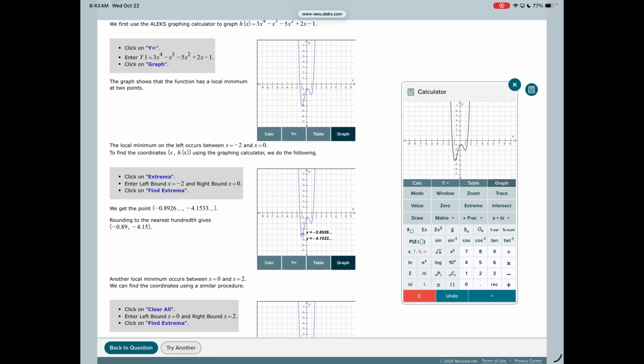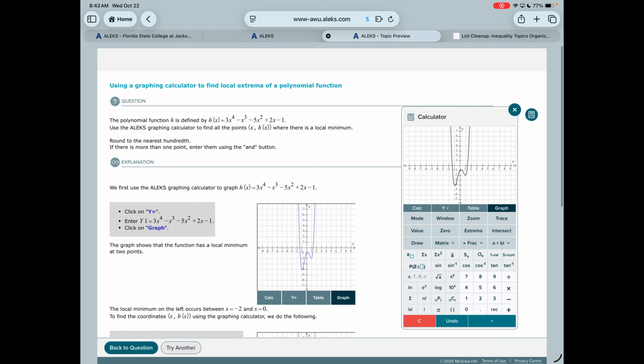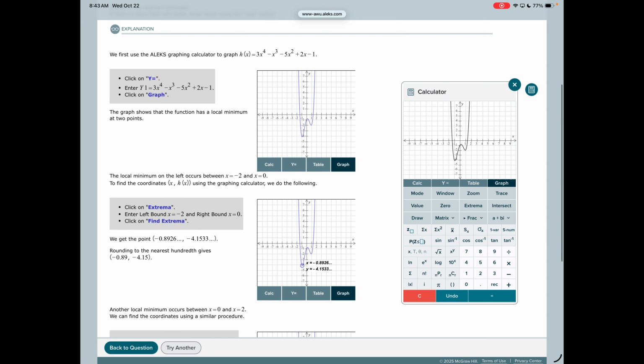You go to graph, and it graphs it for you. That's obviously a lot easier than doing all that work we were just doing, right? All right, so what are we trying to find here? We are trying to find the local extrema on these. So you can click trace and actually go to those spots. The problem is it's really, really hard to get exactly there.